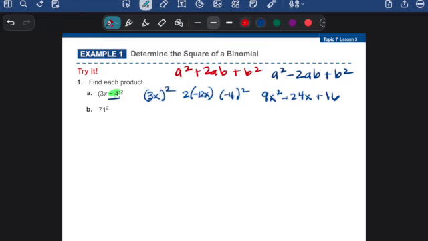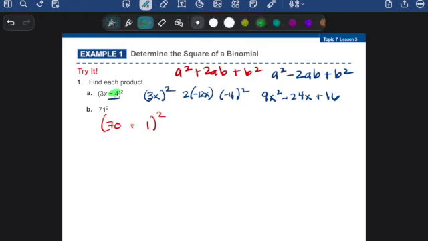Okay, for part B, we need to turn 71 into two terms. We need to decompose it, break it down. Well, it is the same as 70 plus 1, is it not? And so then we can square that.